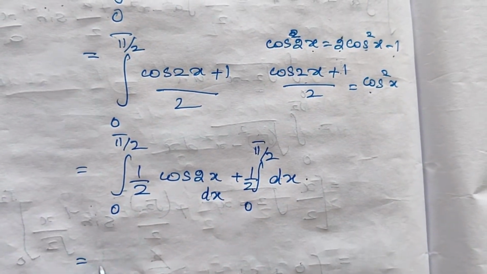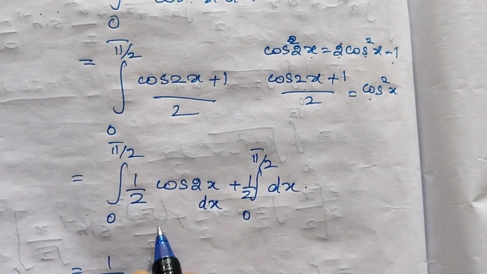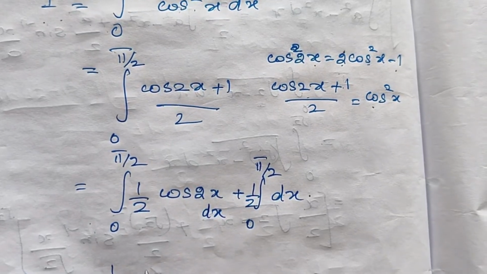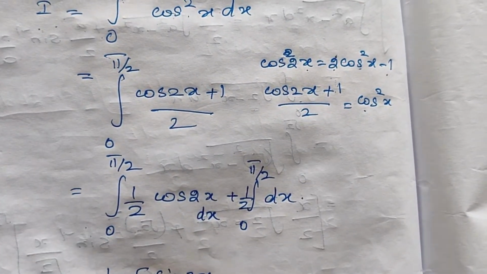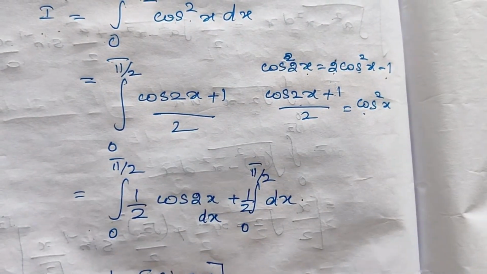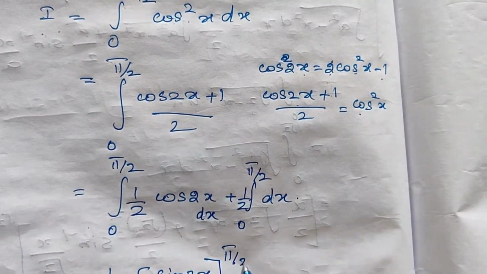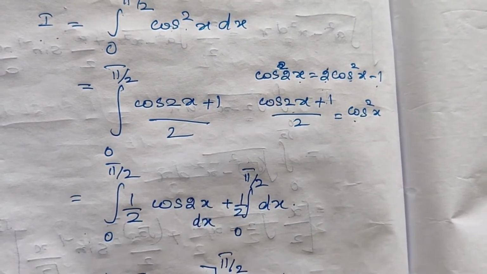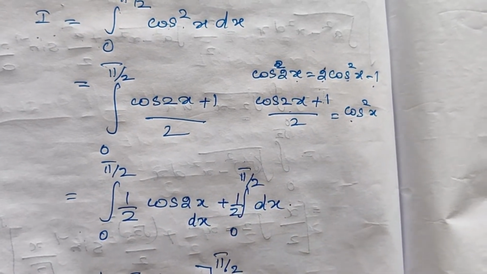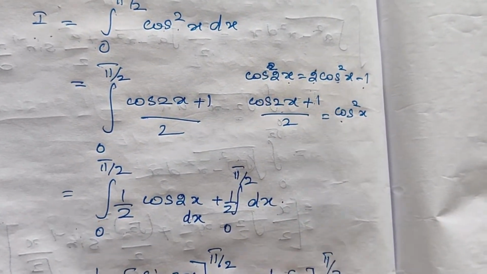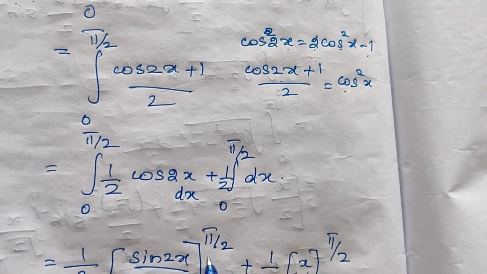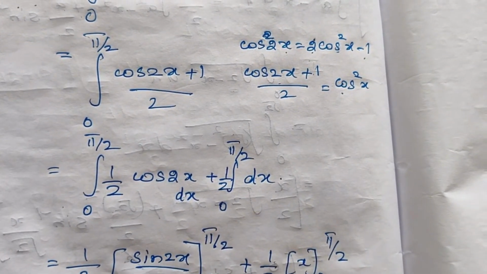Now this one equal to 1 by 2. Integration of cos 2x is sin 2x by 2, from 0 to pi by 2, plus 1 by 2 integration of dx, which is x, from 0 to pi by 2. First we have to apply the upper limit, then minus the lower limit.